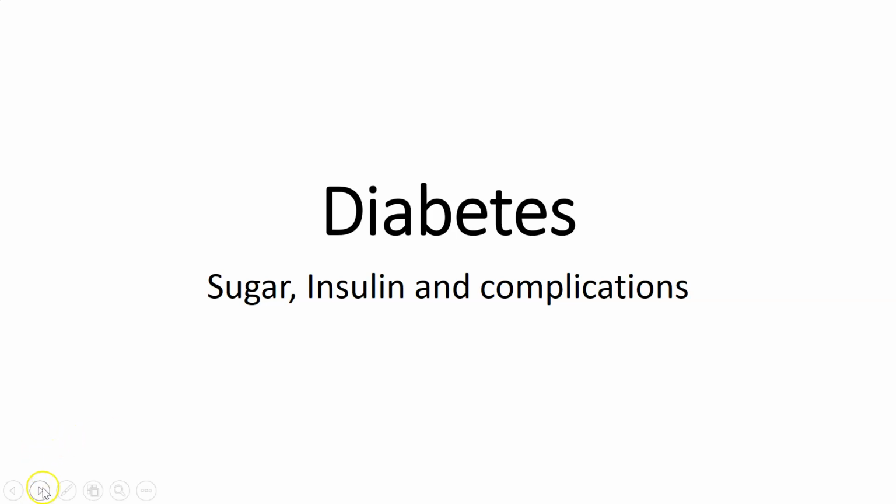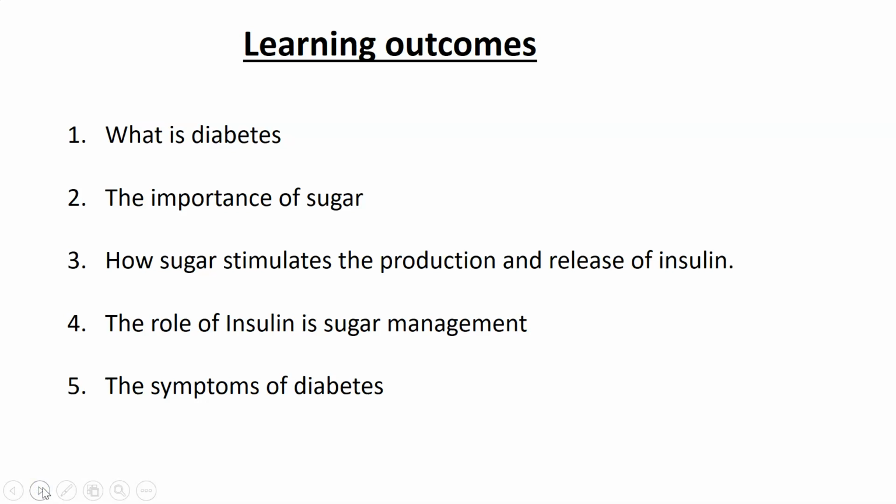Right then, let's get down to it then. Okay, so in terms of what you should be getting out of this session, we'll talk about what diabetes is. We'll talk about the importance of sugar, how sugar stimulates the production of this hormone that people have obviously heard of called insulin. We look at how insulin works to manage sugar levels in the blood, and when diabetes is mismanaged, people develop symptoms. So we'll talk about the symptoms. I will also try to explain why people develop these symptoms.